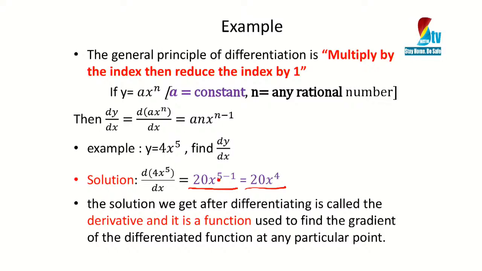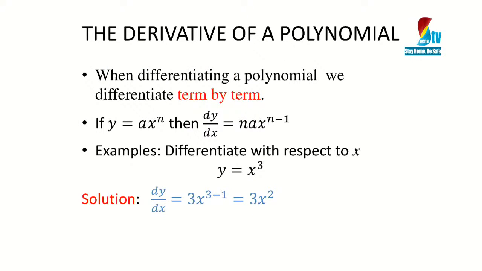That 20x to the power 4 is our derivative, and it is a function. So if we want to find the gradient at a point, say 2, we can simply substitute x, which is 2, in that particular derivative, and we get the gradient of the curve at that particular point.